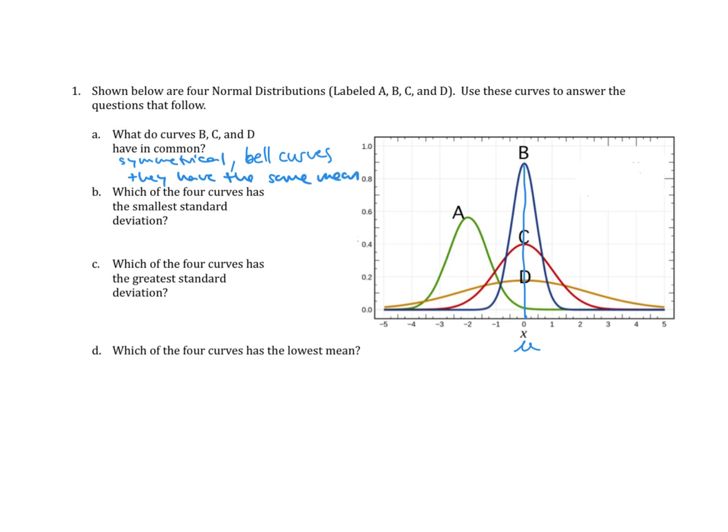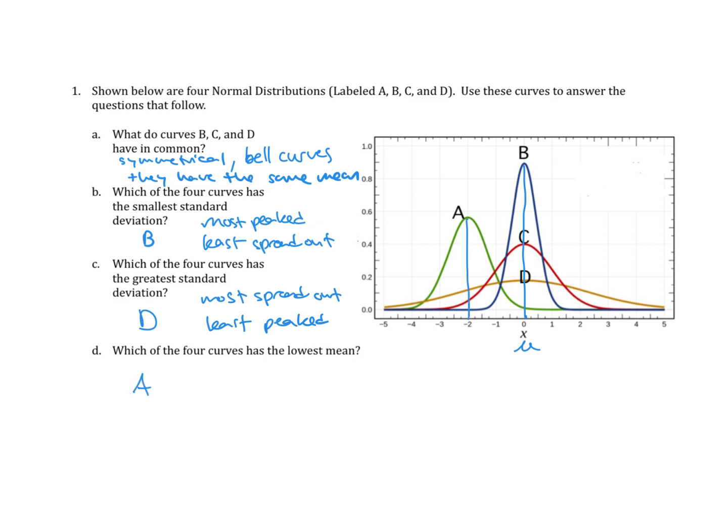Which of the four curves has the smallest standard deviation? Well, the one that is most peaked and the least spread out is going to have the smallest standard deviation, and that would be B. Which of the four curves has the greatest standard deviation? That's going to be the curve that's the least peaked and the most spread out, and that would be D. Which of the curves has the lowest mean? Well, that's going to be curve A. Its mean is down here at -2. The other means are all 0.